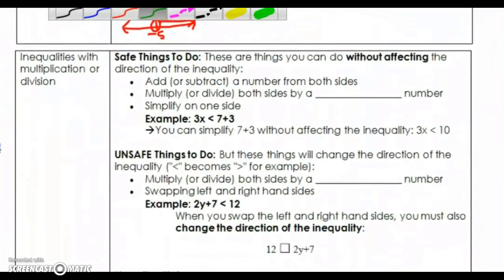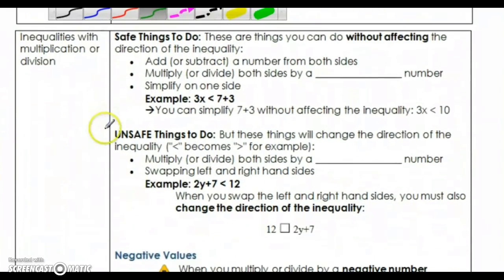All right, continuing on. Safe things to do. These are things that you can do without affecting the direction of the inequality. And that's add or subtract from both sides. Multiply or divide both sides by a positive number. That's key. That won't affect it. It's safe.